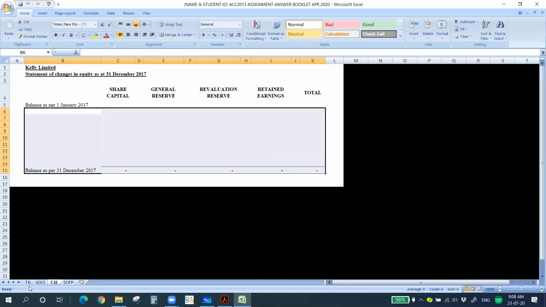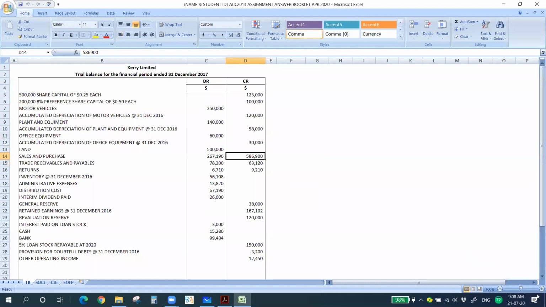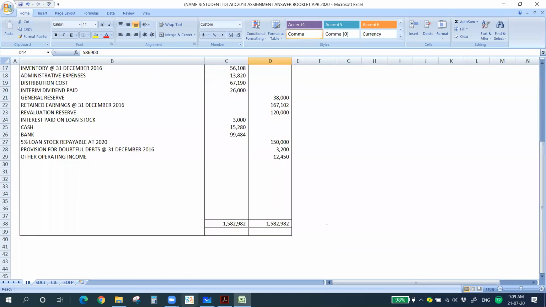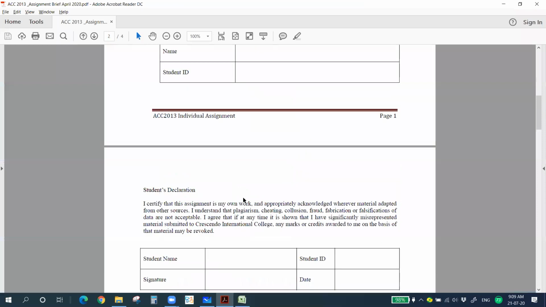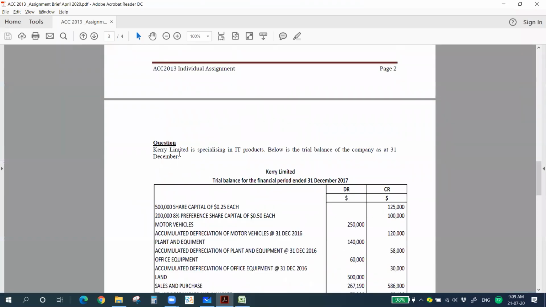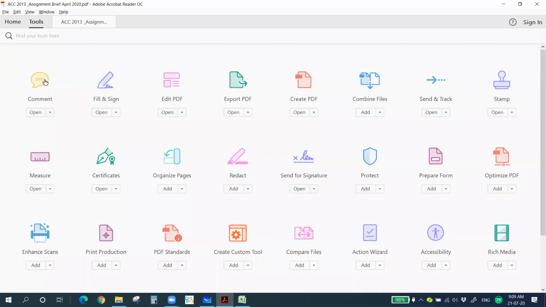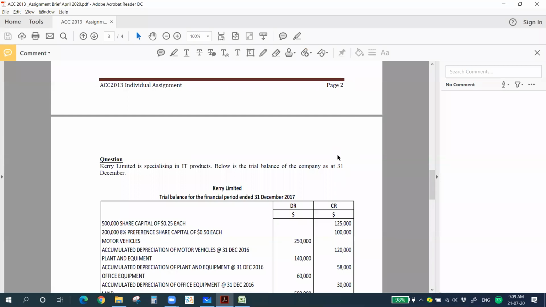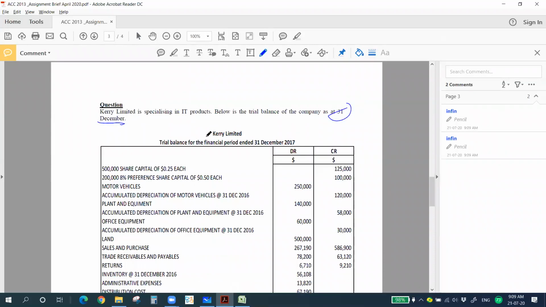All right, so let's start. Kelly Limited is specializing in IT product. Below is the trial balance of the company as at 31st December. Wait a second, let me do some setting. So the financial year end of the company is at 31st December. All right, let's look at the detail.